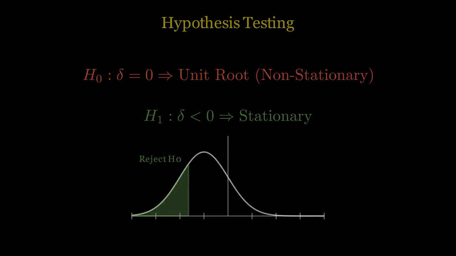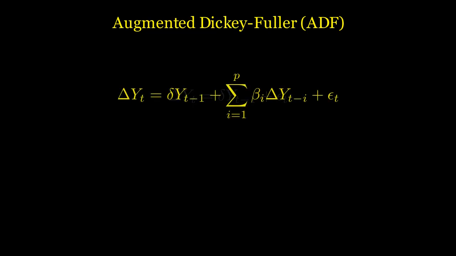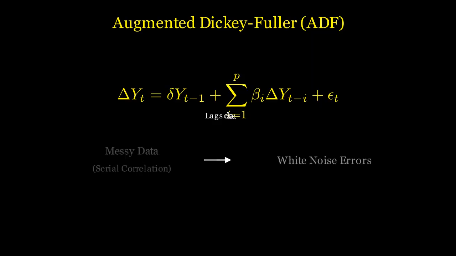But real-world data is messy. It has trends and cycles. That's why we use the Augmented Dickey-Fuller test. The augmented part adds lagged differences of the dependent variable to the equation. This accounts for higher-order serial correlation, ensuring that the error term remains white noise. It's like cleaning the lenses of a telescope to see the star more clearly.